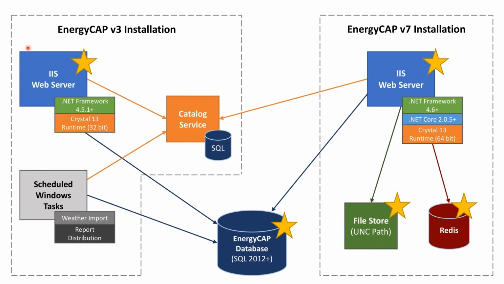That can be installed and tested against the upgraded database to ensure that the database upgrade was successful and to ensure that the version 3 upgrade was also successful. Once that's been confirmed, you can start to configure the elements that are required for EnergyCAP version 7, in particular the file store and the Redis service. Those can be configured and tested to ensure connectivity from the IIS server.